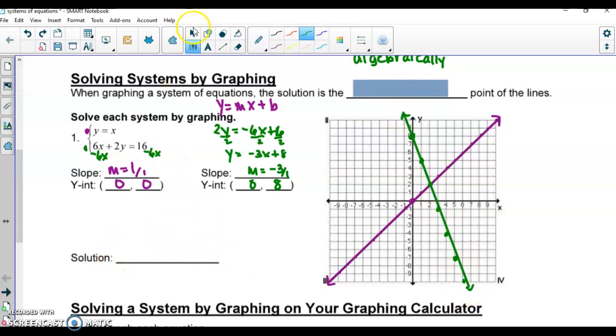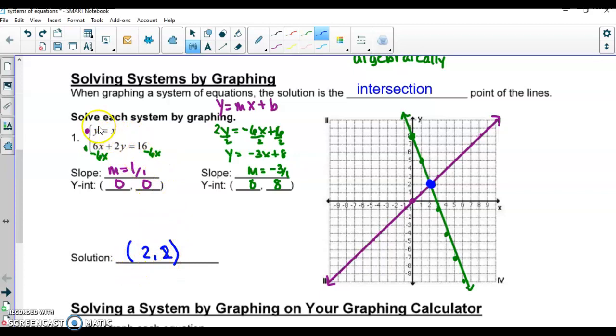Now we want the solution to this system. The solution is the intersection of these two graphs, the point that is in common to both. So where does it cross? These two lines intersect right here, and that is the point 2, 2. So 2, 2 is the solution to that system.